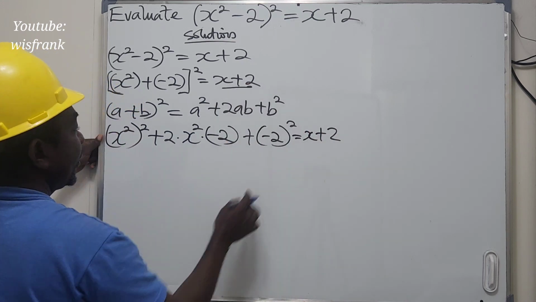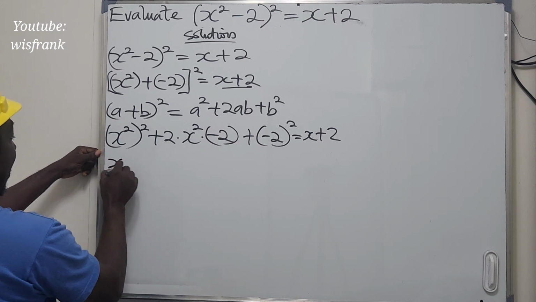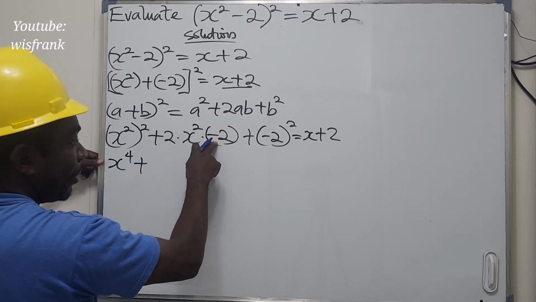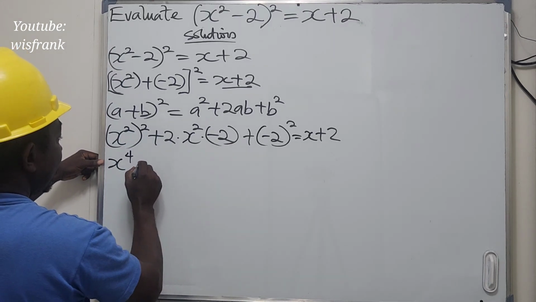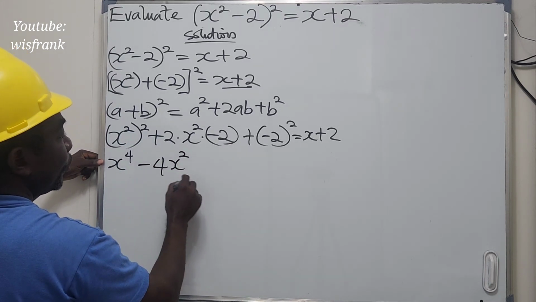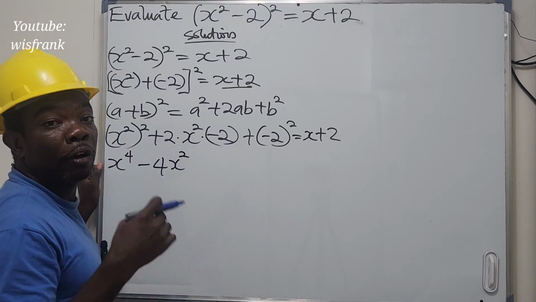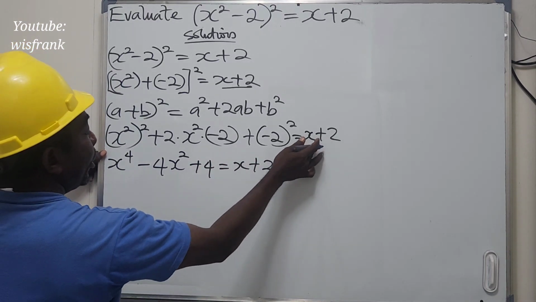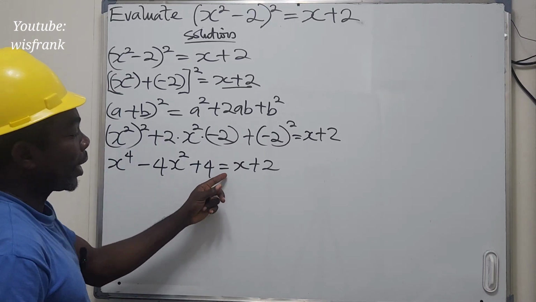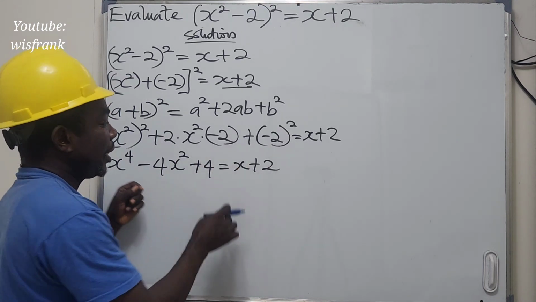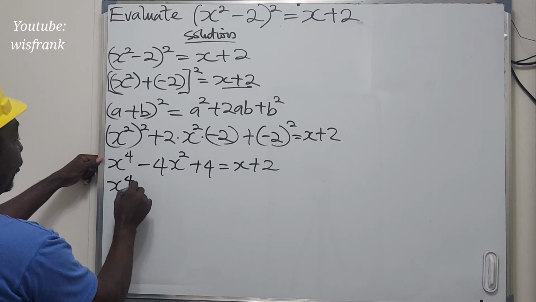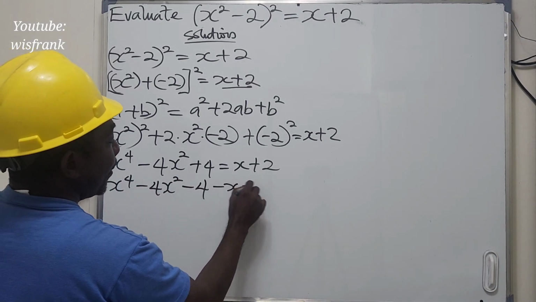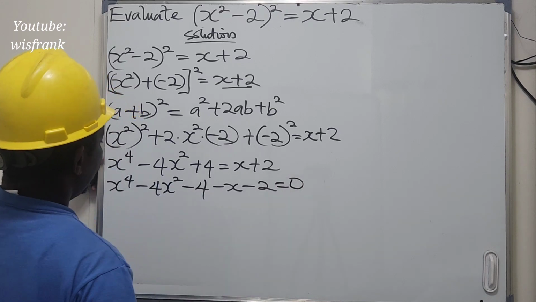We have to bring down this. So this is the same thing as having x⁴ + 2 times x² times −2, which will give us −4x². We have here (−2)², which becomes +4, equals x + 2. We bring down this. Here we can transpose this other side to the left hand side. So this will become x⁴ − 4x² + 4 − x − 2 = 0.